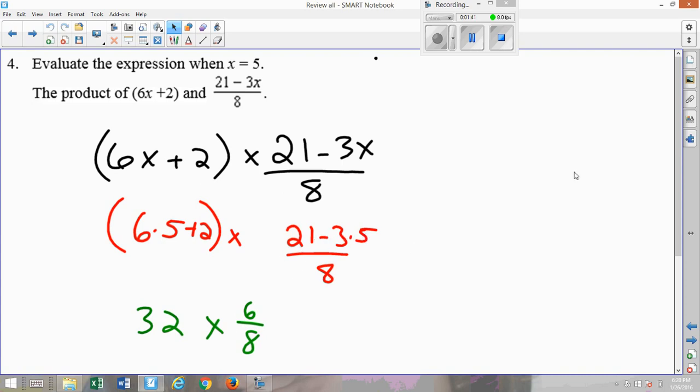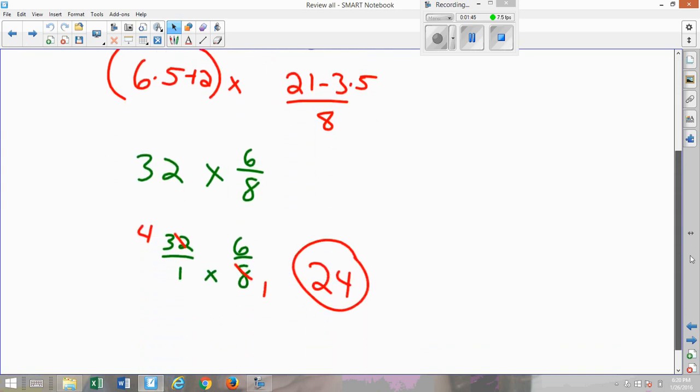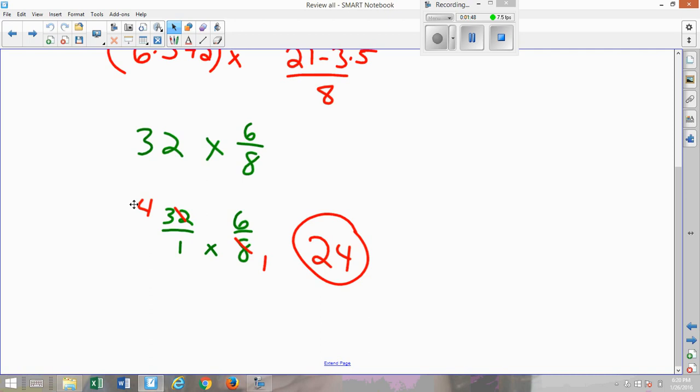going to be 6/8. I then kept going to the bottom, and I did 32 over 1 times 6/8, which is really, if you cross cancel, because I divided both by 8, 8 goes into 8 once, 8 goes into 32 4 times, so it's just 24. So our answer on this one is 24.